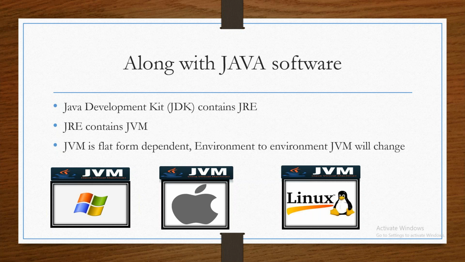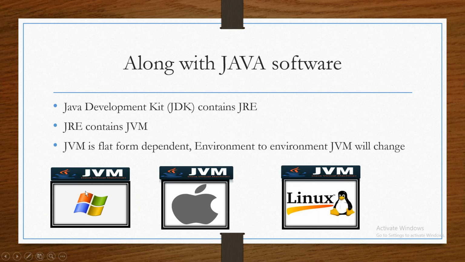But remember, JVM is acting as platform independent, but JVM is platform dependent. I'm repeating again, JVM is platform dependent, but Java is acting as platform independent. If you write a program using Java in Windows environment, you can run it on any platform. That's why the Java slogan is WORA, write once, run anywhere. But JVM is platform dependent.